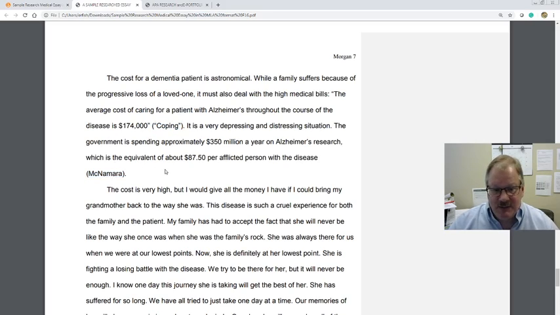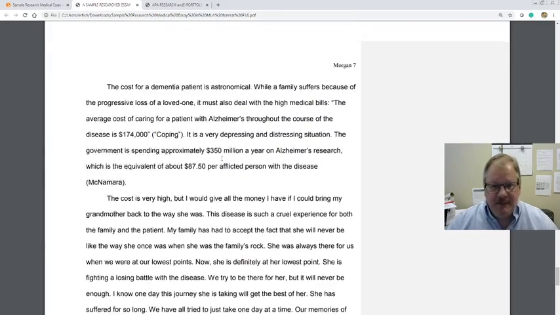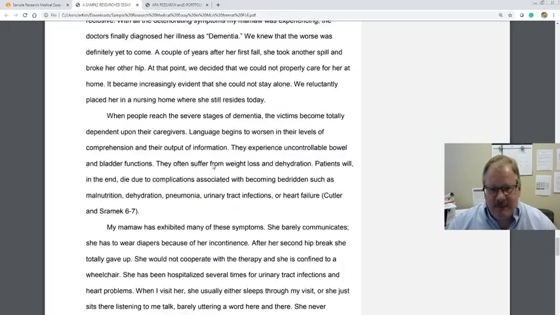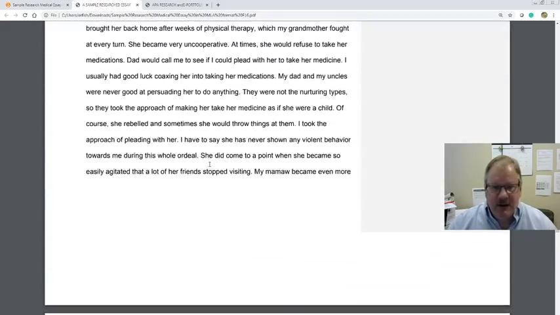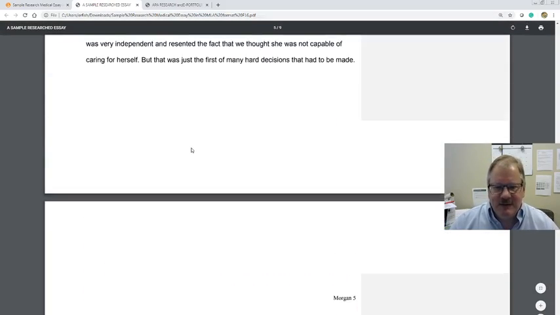So I go to the works cited page and see McNamara. There's Susan McNamara, and I could go get that source and see if she summarized or paraphrased that correctly. And that's kind of how these MLA papers work. When you're looking at a sample essay and you see these citations, the author's saying, hey, I got this information from this source. I just didn't wake up one day in the middle of the night and say, hey, I bet the moderate stage of dementia, blah, blah, blah. She got this from somewhere, and she's citing her sources.